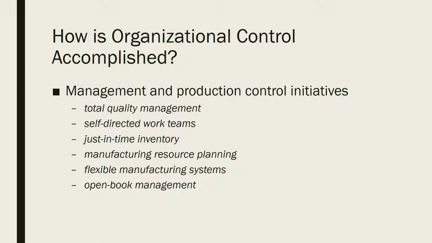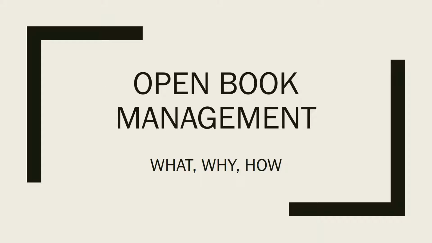Some specific tools that organizations have initiated are total quality management, self-directed work teams, just-in-time inventory, manufacturing resource planning, flexible manufacturing systems, and open book management. While there are many tools that companies use to gain better control of their organization, one on which I will focus is open book management. Again, we will look at the what, how, and why a company would use this concept.